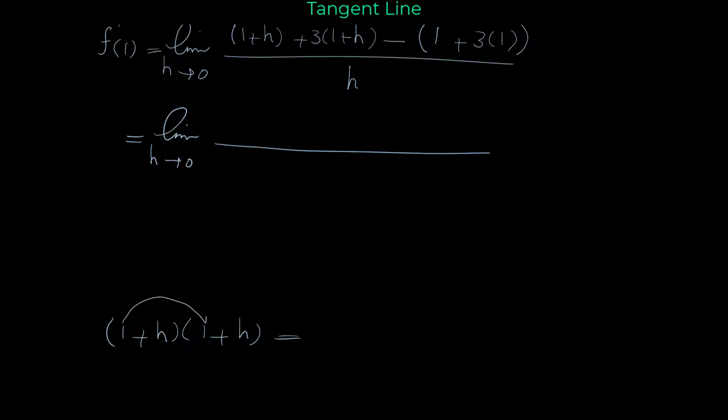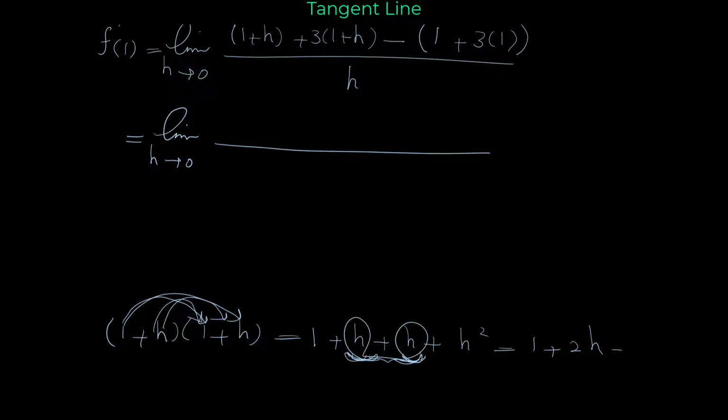If you multiply 1 by 1, it is 1. 1 times h is h. h times 1 is again h. And h times h is h to the 2. So it is 1 plus 2h. Attention, these two are like terms. h plus h is 2h. And finally h to the 2. But if you know the identity, you don't need to do this calculation, and you can find this directly. So what is 1 plus h to the 2? It is 1 plus 2h plus h to the 2.